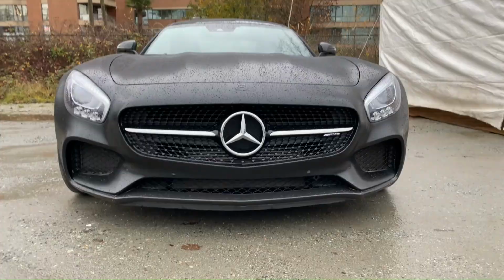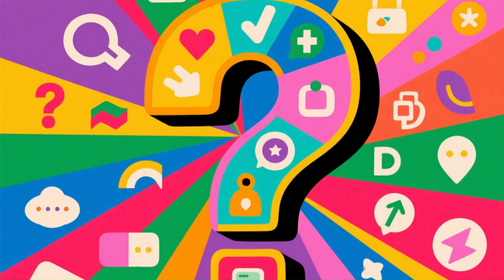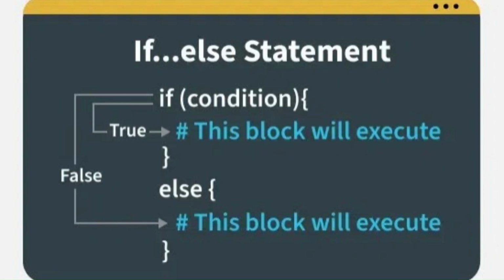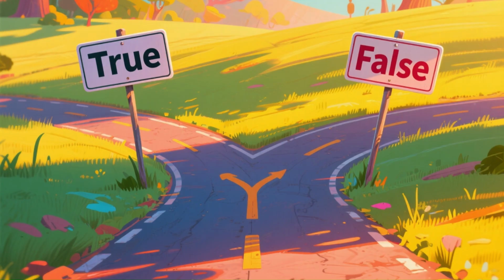So, what exactly are conditional statements? Think of them as the decision makers in your code. They allow your program to check if something is true or false and then act accordingly. It's like a fork in the road for your code.